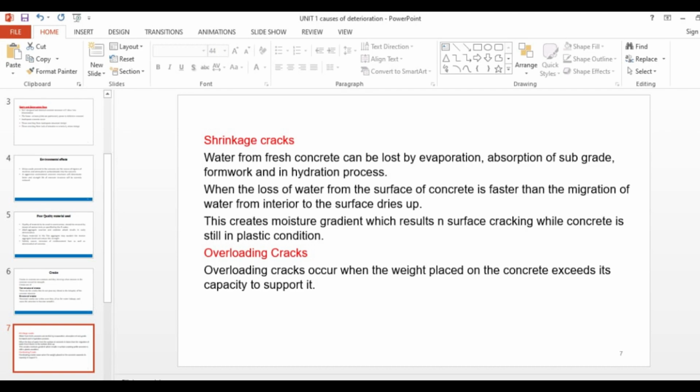Overloading cracks. The overloading cracks are the cracks in concrete that occur when the weight placed on it is more than the concrete's capacity to support. So the overloading cracks can cause serious damage to concrete structures, which includes weakening the slab's bending and shear capacity, and also accelerating the steel corrosion, which can reduce the structural durability.